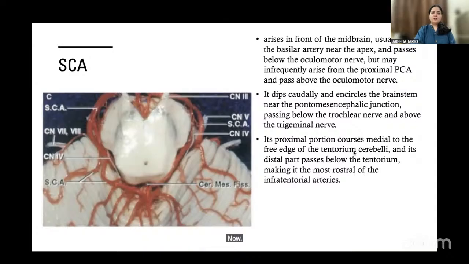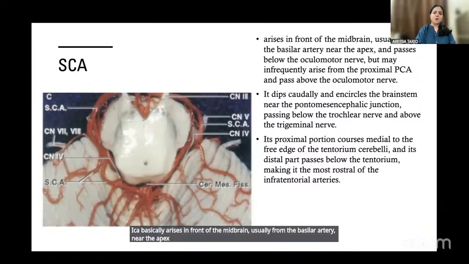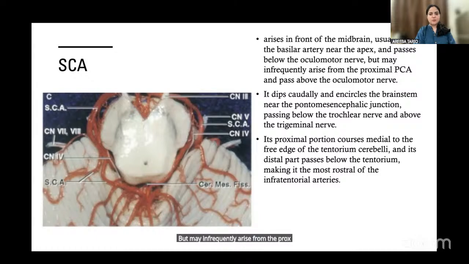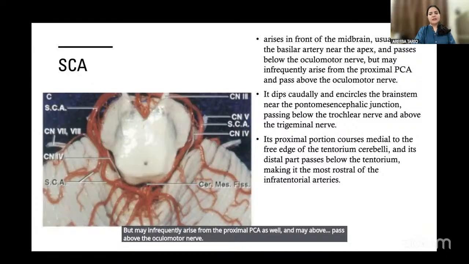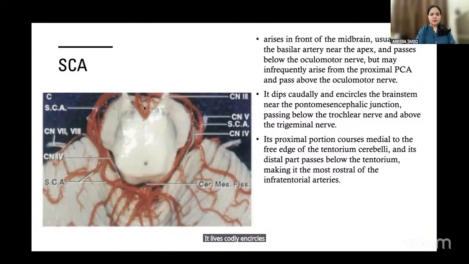Now, moving forward to the SCA, the 4th artery. SCA basically arises in front of the midbrain, usually from the basilar artery near the apex, and it passes below the oculomotor nerve, but may infrequently arise from the proximal PCA as well, and may pass above the oculomotor nerve. It dips caudally and encircles the brainstem. So it arises on the front of the midbrain and it comes back. It dips caudally and encircles the brainstem near the pontomesencephalic junction.